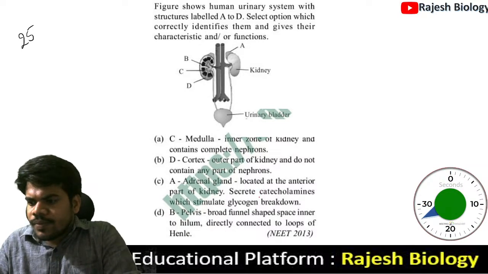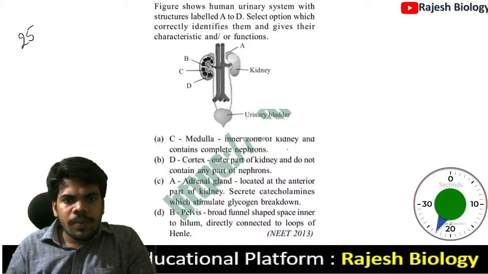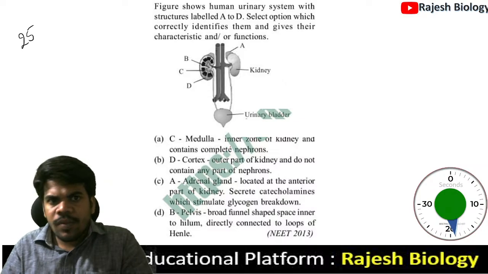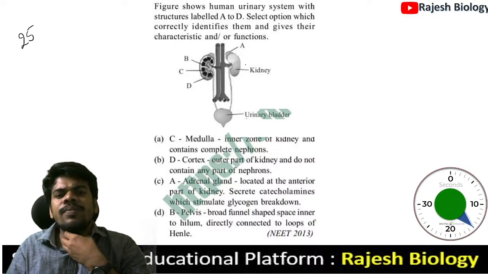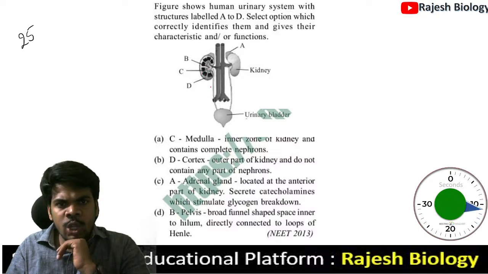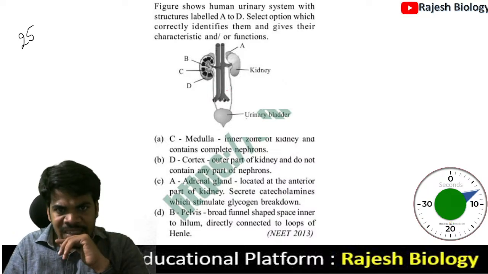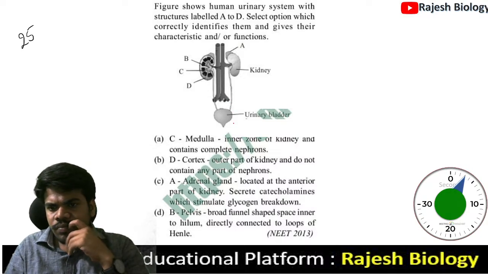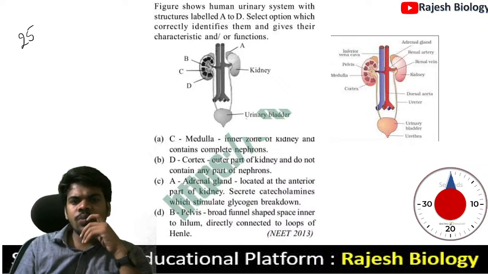25th question. Figure shows human urinary system with the structures labeled A to D. A, B, C, and D. Select the option which correctly identifies them and gives their characteristic function. Here is the clue.